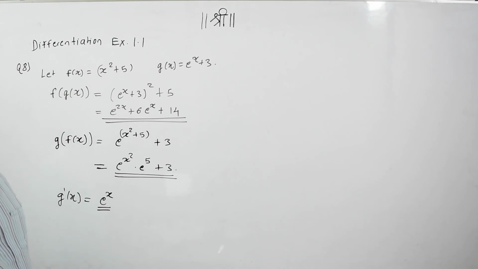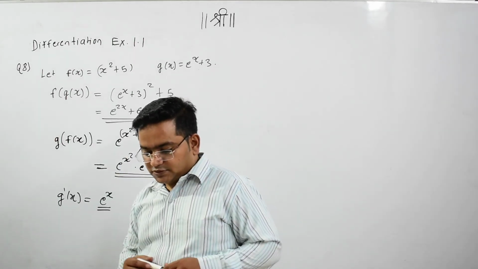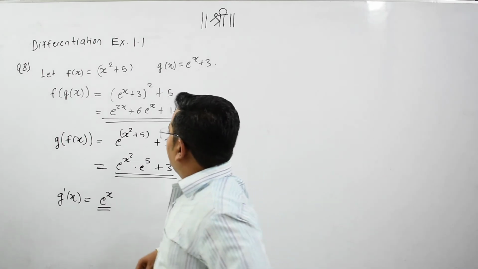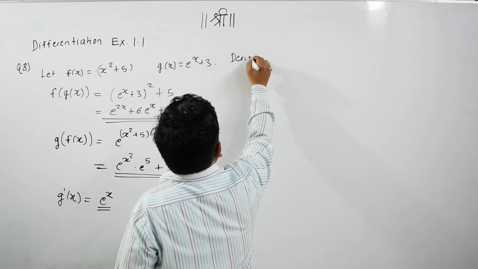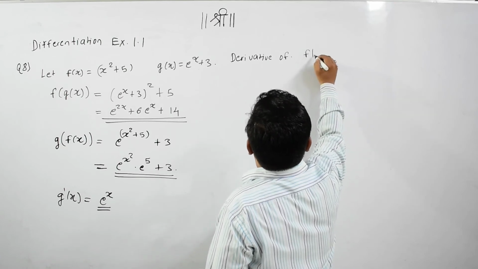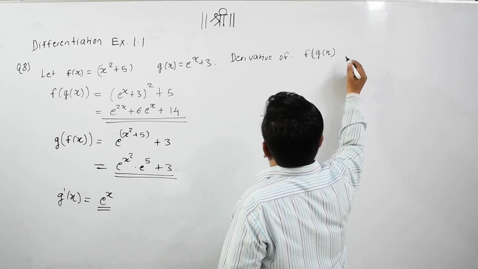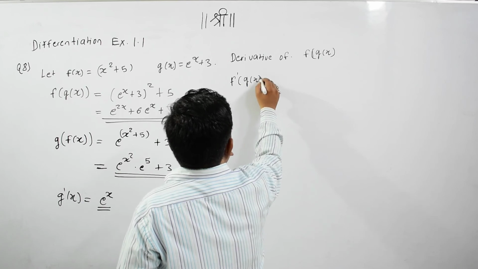Now next step, the derivative of f of g of x with respect to x in terms of f and g. Okay, in terms of f and g, what should be our derivative of this kind of function? Is nothing but f dash of g of x. We need to find out. First of all, let's find out, then fill in the blanks. So derivative of f of g of x. Okay, so that will be f dash of g of x.